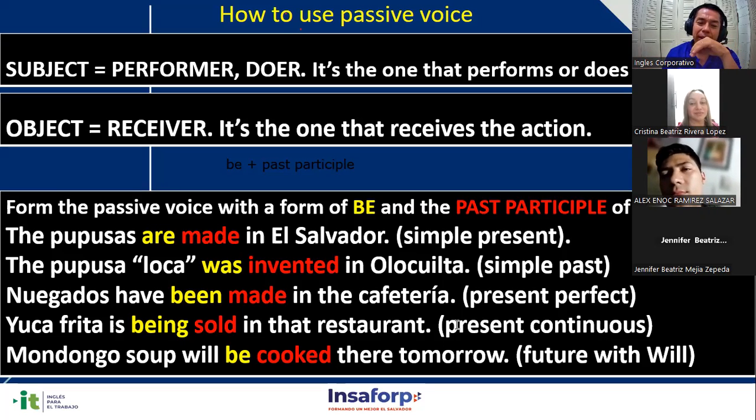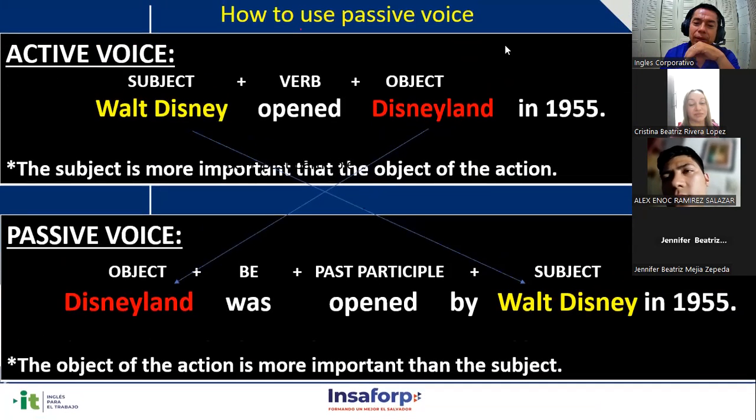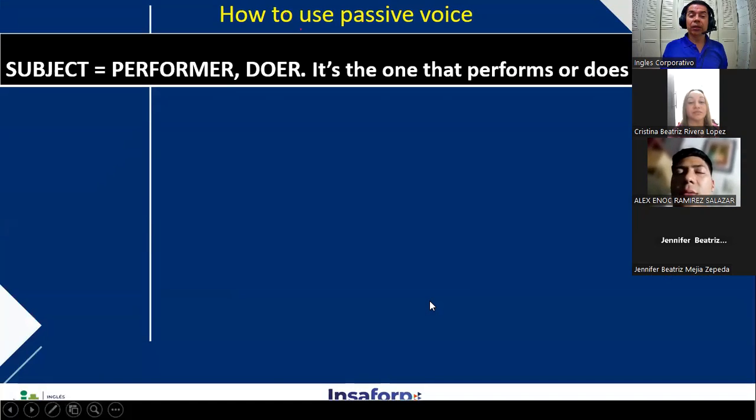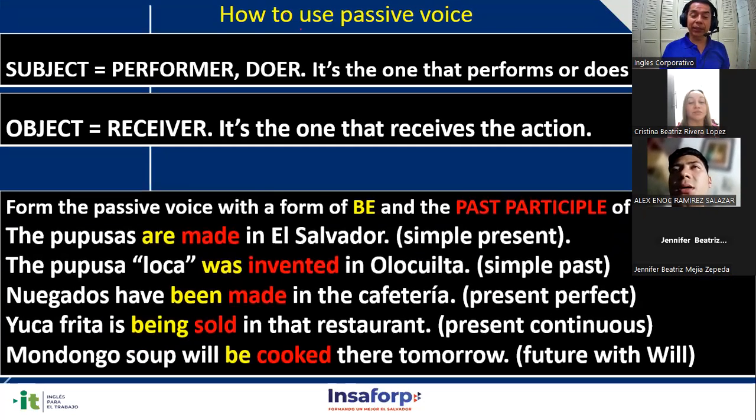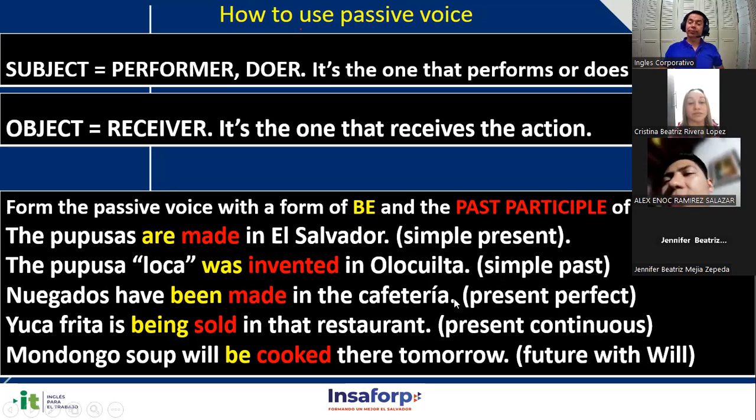Good. Now, we learned something, right? We learned that there are two forms to describe a sentence, right? Dos formas de describir una idea. En forma activa, active voice, subject, object, y en una forma pasiva, object and subject, right? Aprendimos que el sujeto es el que hace la acción y el objeto es el que la recibe, ¿ok? Y aprendimos que la fórmula es verb to be plus past participle, right? Y que ese verbo to be lo podemos ir transformando de acuerdo a cómo sea la oración. Si es en presente simple, en pasado, en presente perfecto, en presente continuo, en futuro, etcétera, etcétera, right? ¿Ok? Any question?